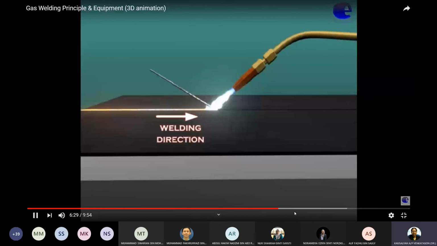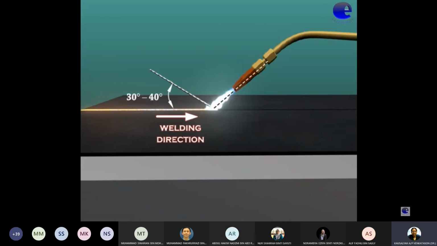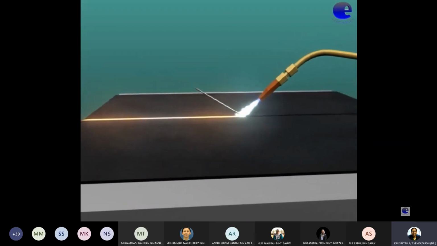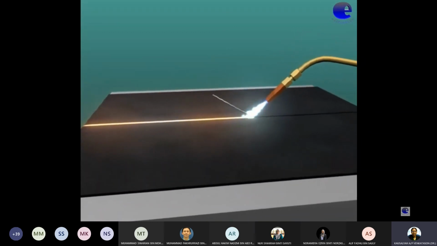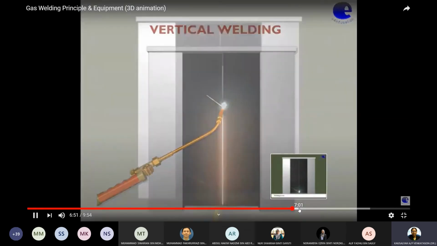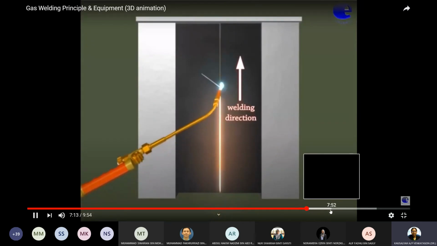Filler rod is held in the left hand at an angle of 30 to 40 degrees. The torch is held in the right hand at an angle of 40 to 50 degrees. This method is better and economical for plates over 6 mm thickness. Vertical welding. This welding consists of filler rod ahead followed by the blowpipe. So you can use the same concepts in vertical.